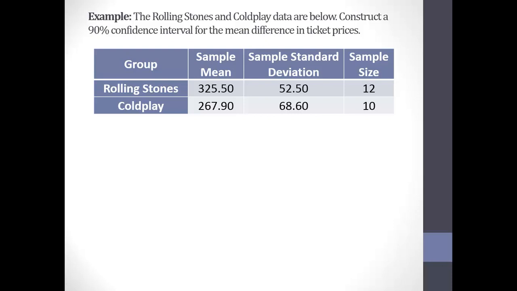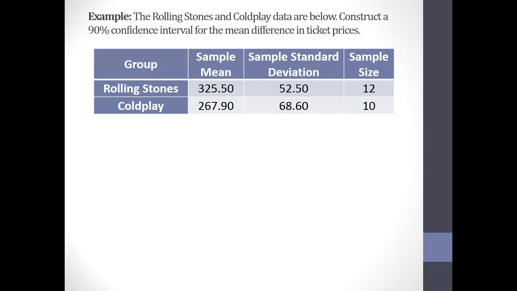So, continuing in this example, what we've said from our hypothesis test is that the average Rolling Stones ticket price is more expensive than the average Coldplay ticket price. That's not very satisfying, right? We might want to know how different they are. If the Rolling Stones is bigger, how much bigger are we talking about? That takes us to our idea of a confidence interval.